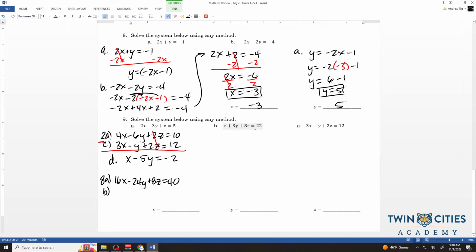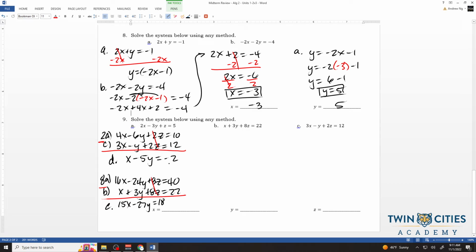All right, B is exactly as it is: x plus 3y plus 8z is equal to 22. Same sign, subtract. Let's subtract these equations. And we're going to get 16x minus x is 15x. Negative 24y minus 3y, that's going to be negative 27y. And this is equal to 18. So let's call this equation E.